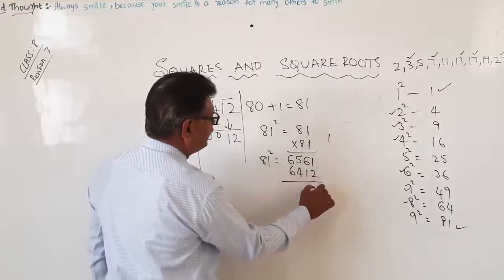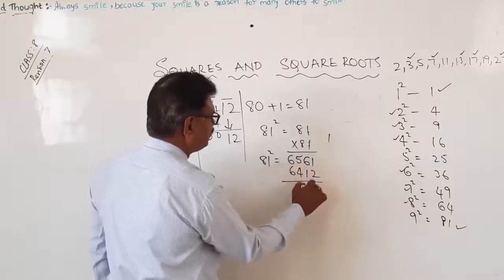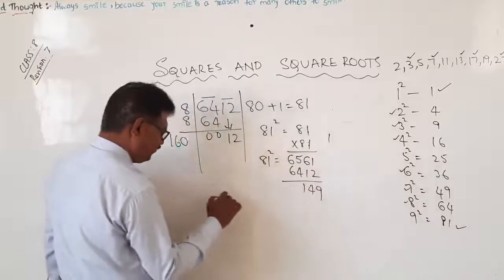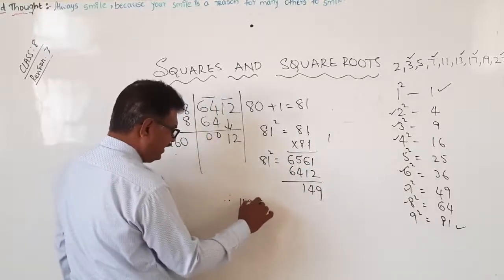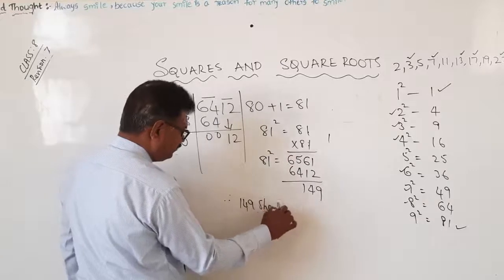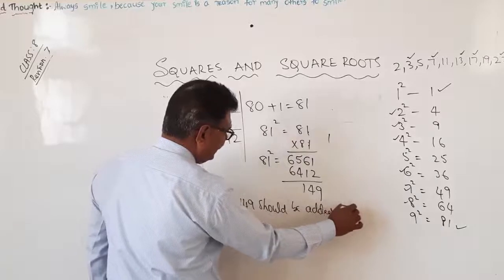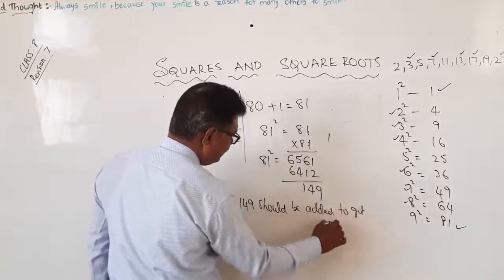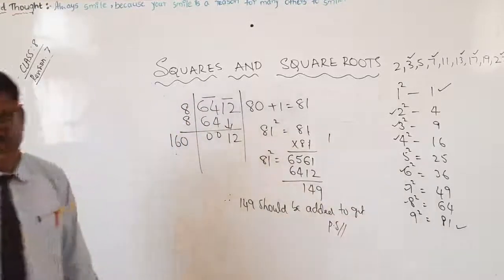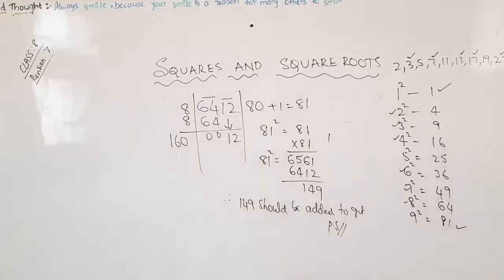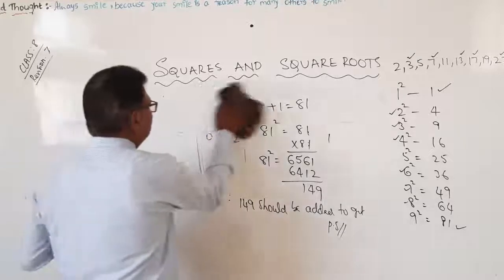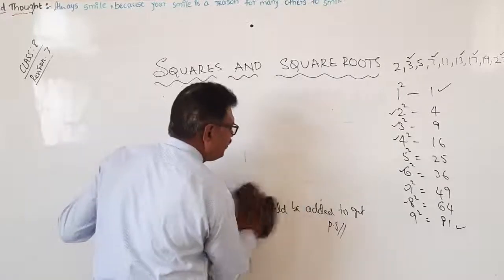So 11 minus 2 is 9. 5 minus 1 is 4. 1. Therefore 149 should be added to get a perfect square. Okay na? Please take down. Yes. Okay na? Yes. Now like these problems are there, very simple.